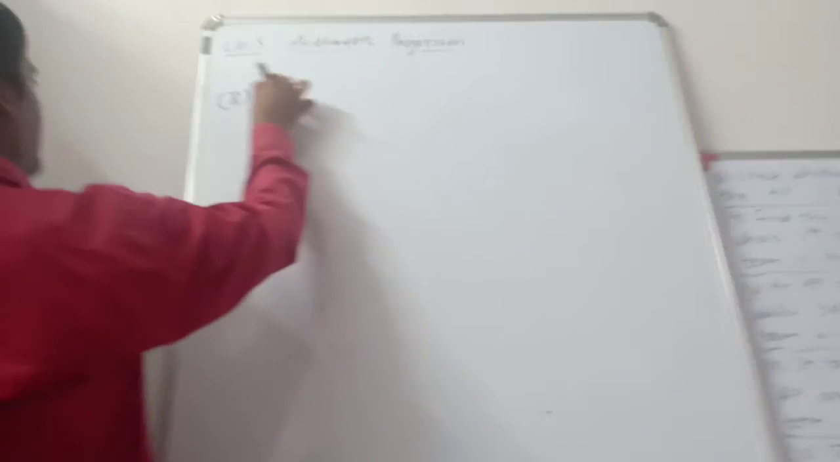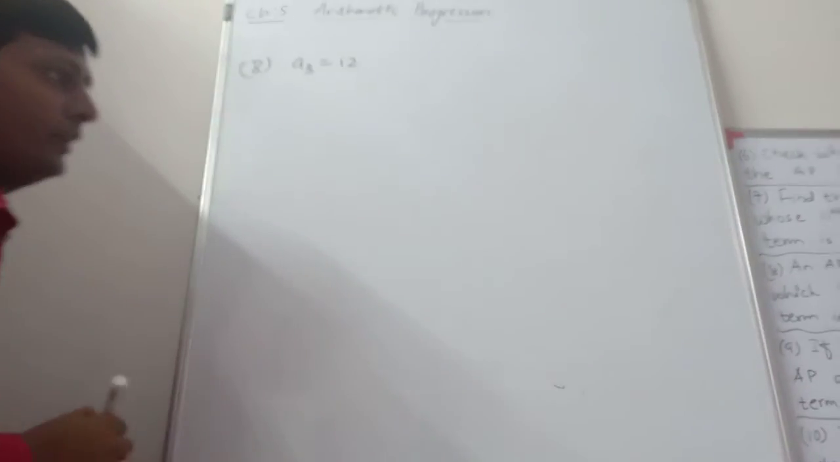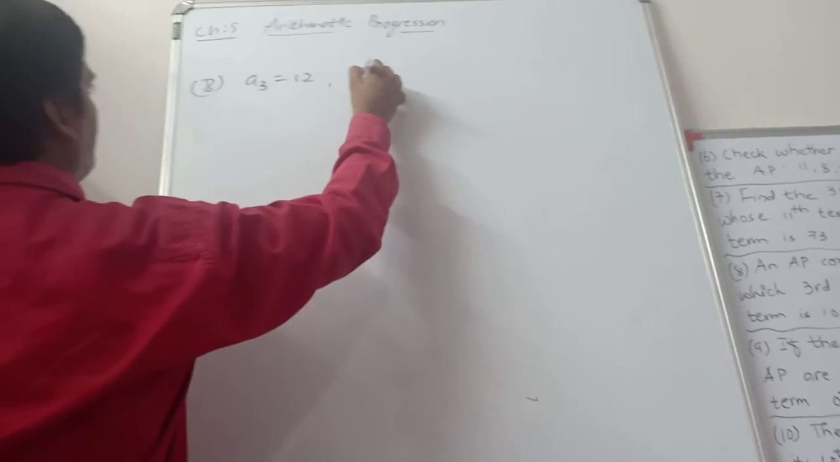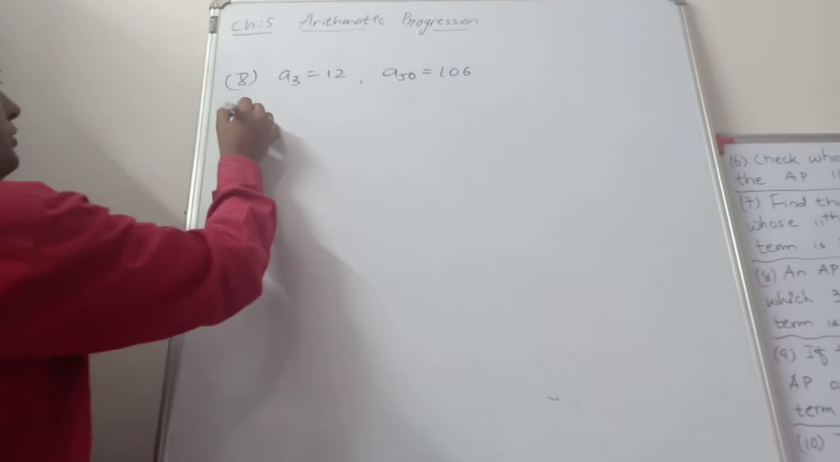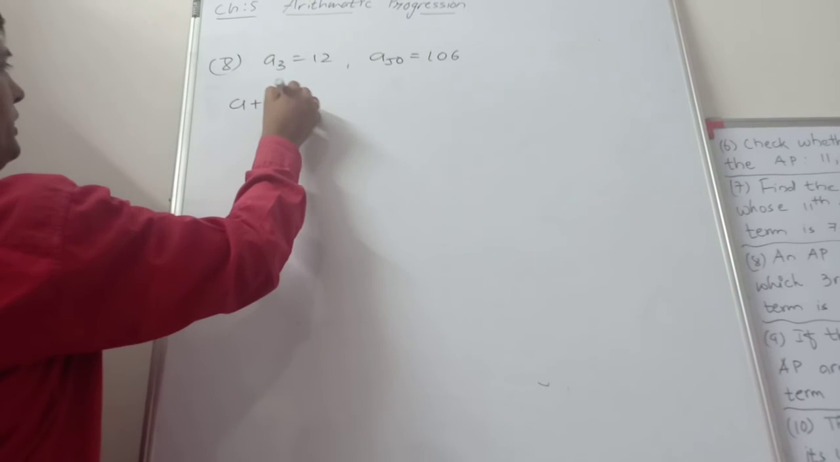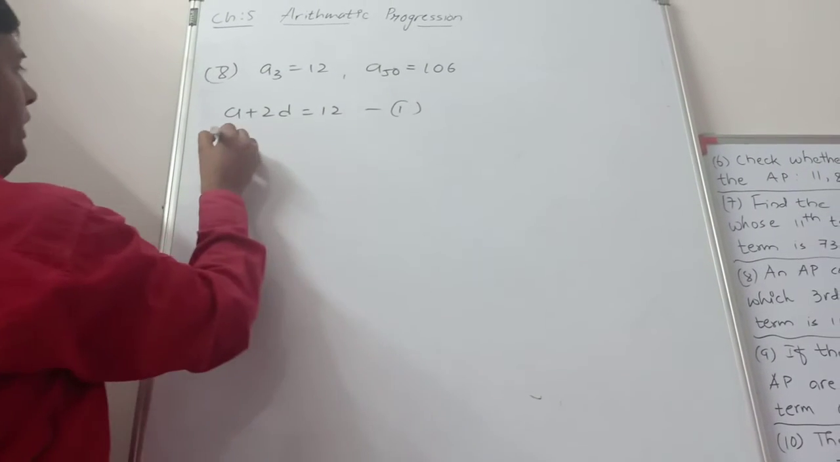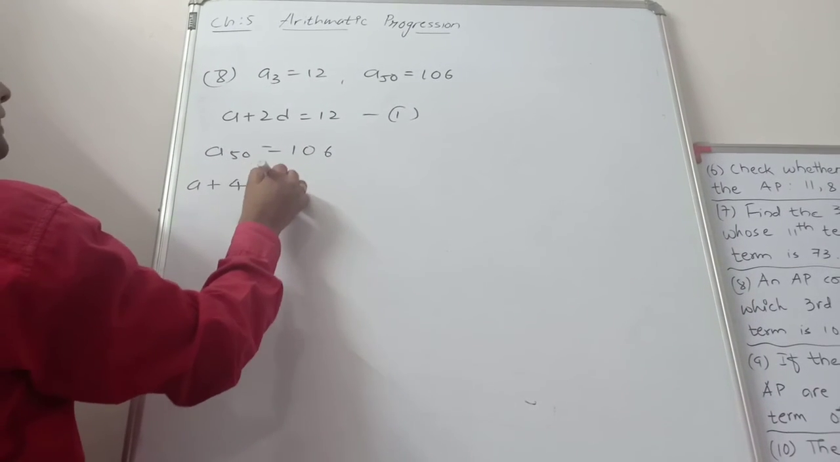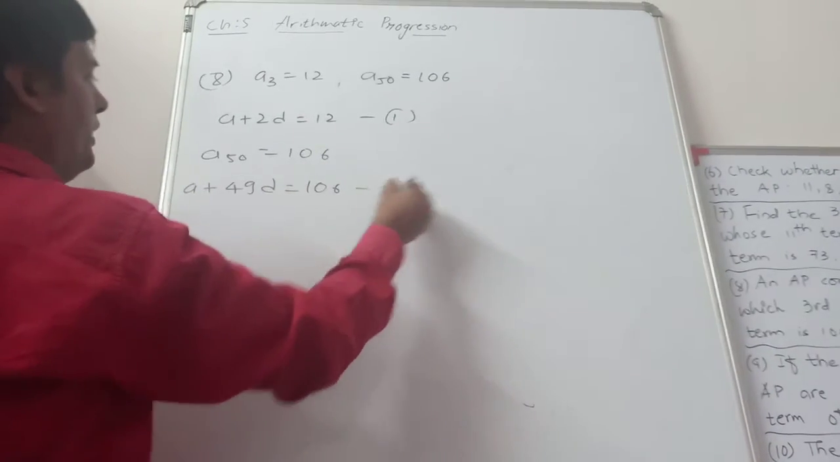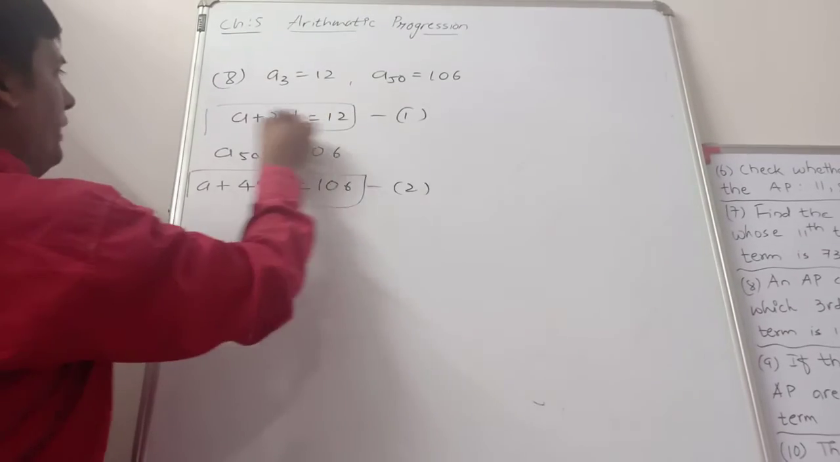Now question number 8. An AP consists of 15 terms, whose third term is 12, and the last term is 106. The AP has only 15 terms, so last term 106 means A15 is equal to 106. Clear? Find the 29th term. A3: A plus 2D is equal to 12, equation number 1. And A15 is equal to 106, so A plus 14D is equal to 106, equation number 2. Clear?